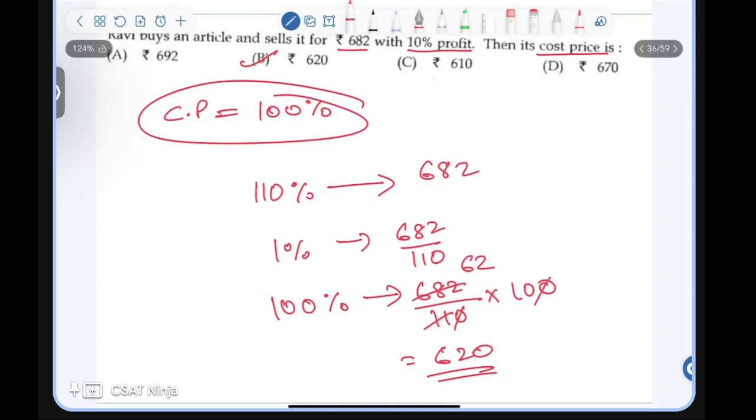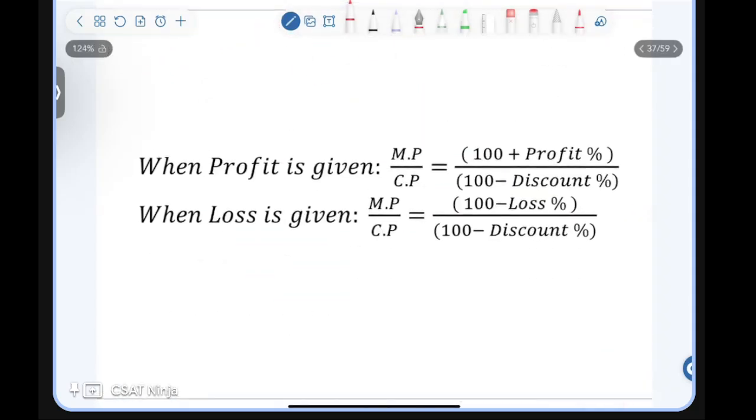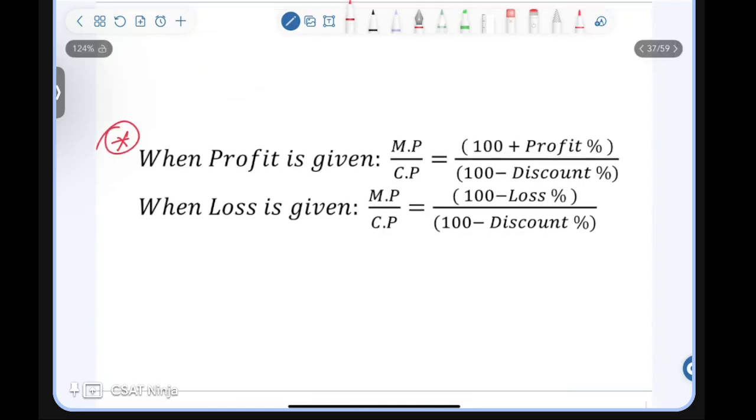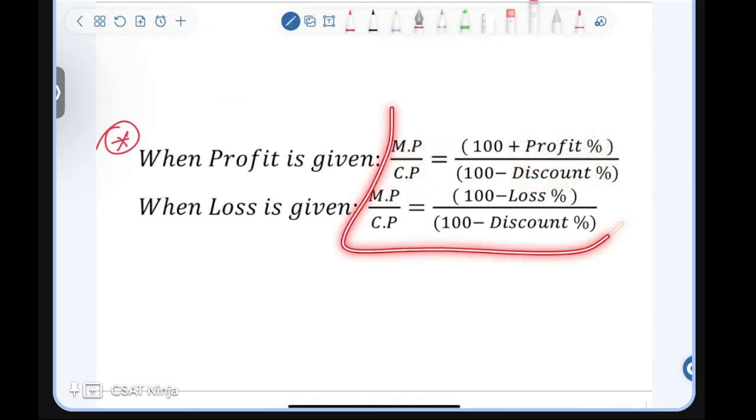This was also an NPSC main prelims, I guess. Now again, you can memorize this formula. The formula here is: if the question talks about mark price, cost price, profit, and discount, when these four things are involved in a question, then this formula is applicable.